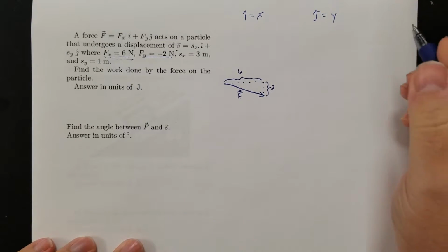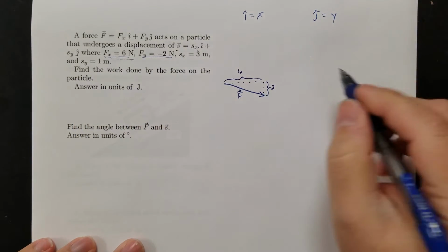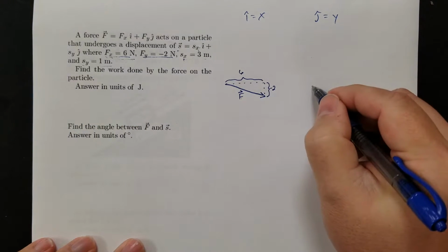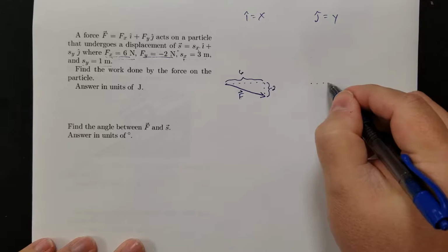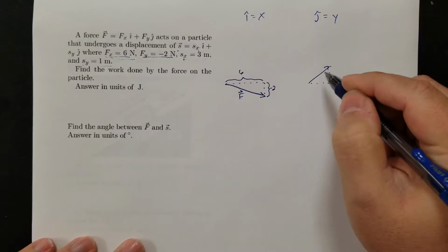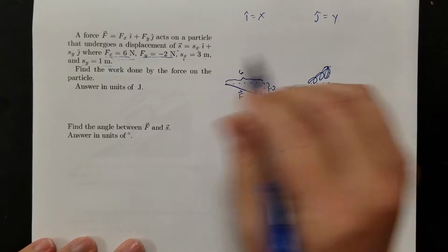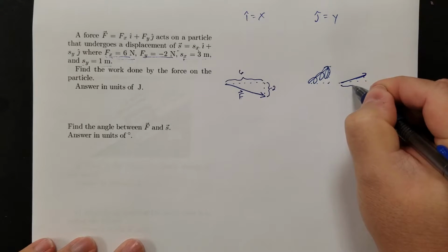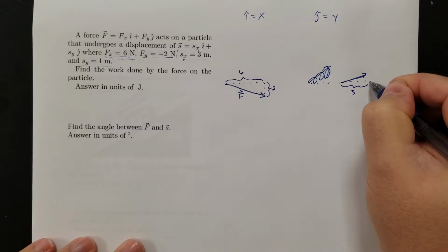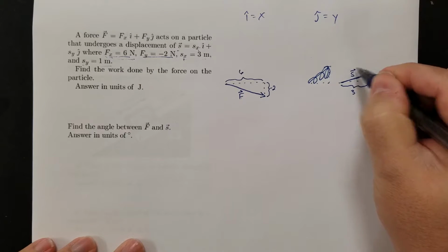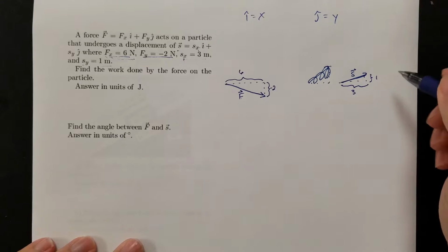So there's F. And then S is 3 in the x and 1 in the y. So from here, it's going to go 3 in the x and, no, it's 1 in the y. 3 in the x, 1 in the y. So it's going to look kind of like that. So 3 and 1, and this is S. And S just means displacement, instead of x.